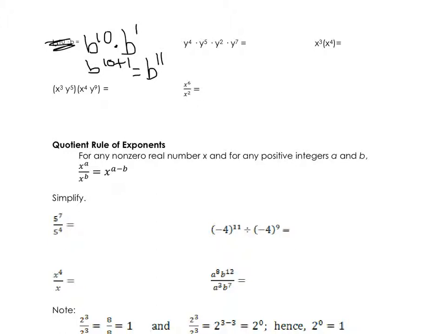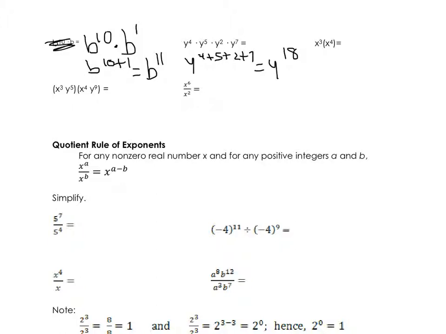So if a variable doesn't have an exponent, we can always assume that it is 1. Our second example, we have y. We're multiplying all these y's together. They all have exponents, so we're just going to add those exponents. 4 plus 5 plus 2 plus 7. We can extend our power rule to include 4 bases multiplied together, as long as they're all the same. 4 plus 5 is 9. 2 plus 7 is 9, so we get y to the 18th.